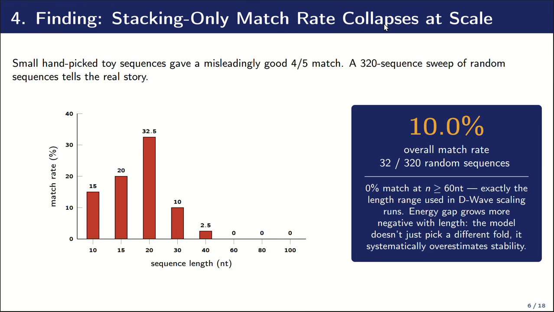Once I ran a real statistical test, 320 randomly generated sequences, not hand-picked, the true match rate was 10%, and it drops to 0% for sequences 60 nucleotides or longer, which is exactly the length range I later used for the hardware scaling test. The energy gap also grows more negative as sequences get longer, meaning the model doesn't just occasionally pick a different fold, it systematically overestimates how stable the structure is because it's ignoring the real entropic cost of unpaired loop regions.